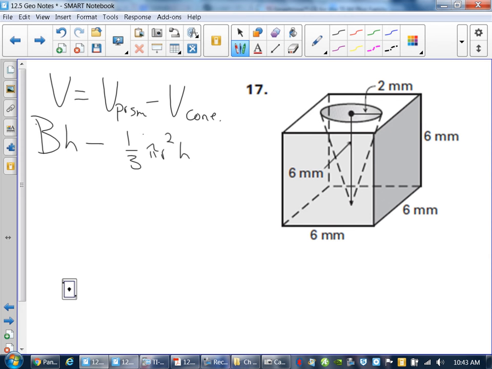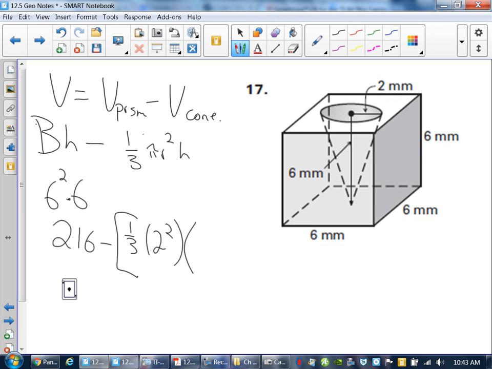So the volume of the prism is 6 cubed, or rather 6 by 6 times 6 tall. That gets me 216 when I multiply all those 6s together. From that, I have to subtract out, according to my diagram, the cone whose radius was 2. So I subtract out 1/3 times 2 squared. How tall is that cone? 6. And I throw a pi in it.